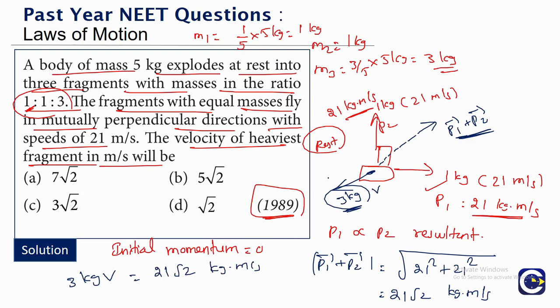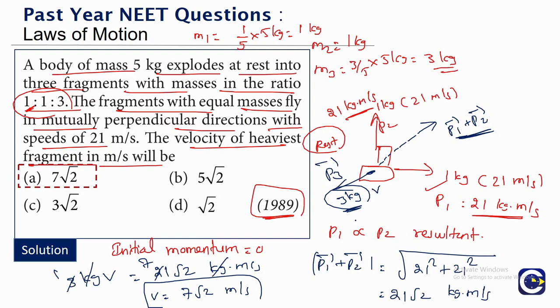So why are we saying the momentum magnitude must be the same? Because if P3 has the same magnitude as P1 plus P2 and opposite direction, when we add all three, it will become 0. So kg is cancelled, 3 ones are 3, 3 sevens are 21. So what is the v value? 7 root 2 meter per second. So the third part, which is the heaviest one, the 3 kg part, should be flying with 7 root 2 meter per second, so that the total momentum will still be conserved.